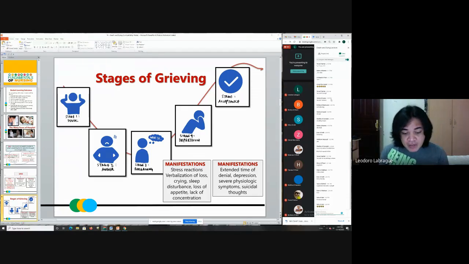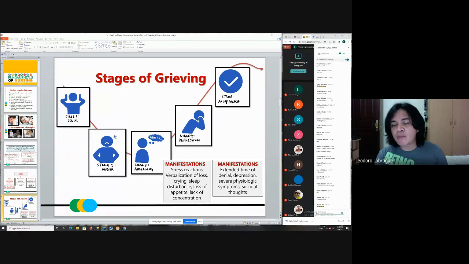The patient might be withdrawn, the patients might not talk. The patients might just stay in the room. The patients will not provide self-care activities. The patients will, what else? The patients will not talk to the husband, the patients will not talk to the children, and the patient wants to be all alone. That means the patient is having depression.